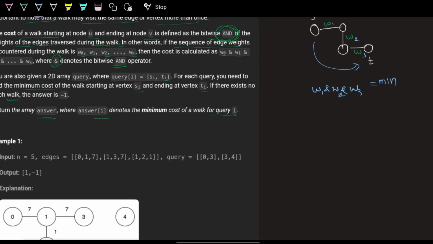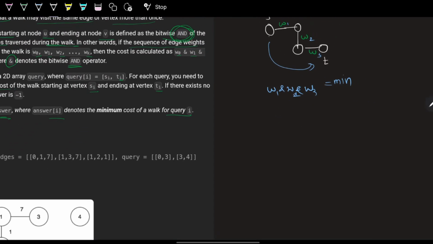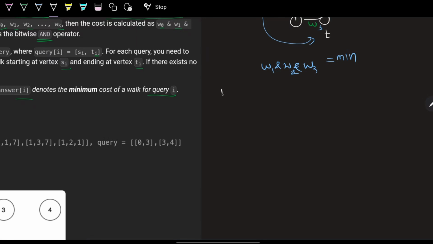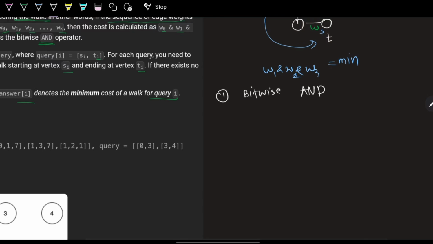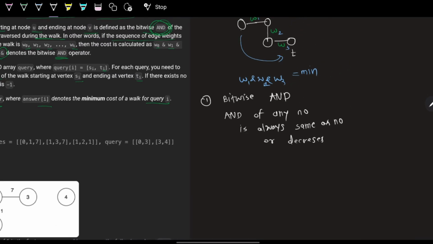Okay, so before getting into the problem, you should know a few rules of the bitwise AND operator. What is that rule? The rule is that the bitwise AND of any two numbers is always the same as the number or decreases. You have to keep this in mind. It never increases.